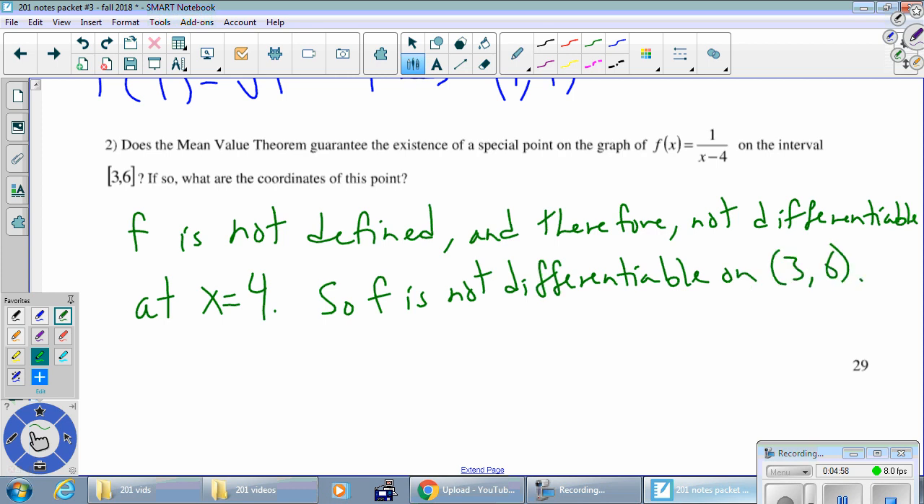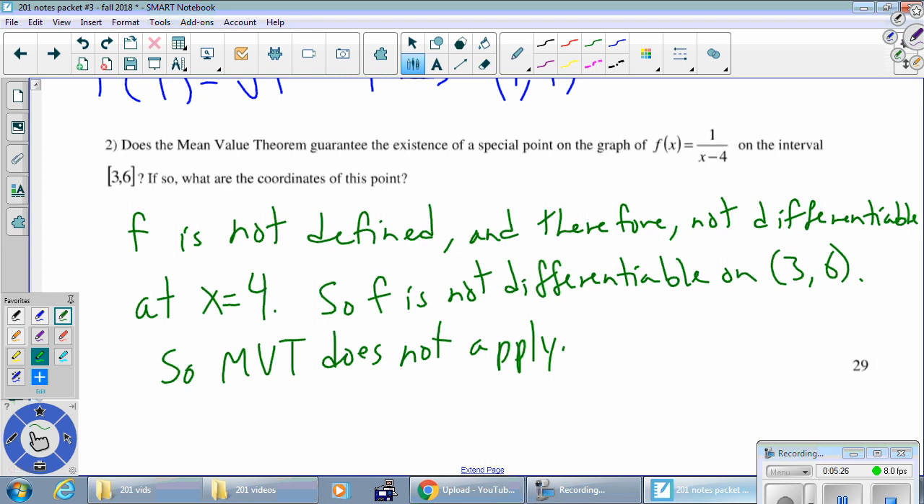So that means that the mean value theorem does not apply. The mean value theorem is a promise. If you hand me a function which is differentiable on an open interval, then the mean value theorem promises that there is some number c where the tangent line is parallel to the secant line.